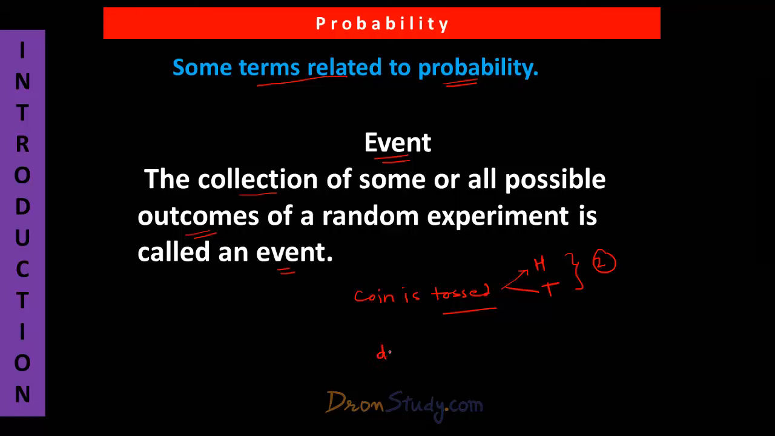Suppose a die has been thrown, then either it will turn 1 or 2 or 3 or 4 or 5 or 6. It means there are 6 possibilities. So either it will be 1 or 2 or 3 or 4 or 5 or 6, and therefore this collection of all possible outcomes is called an event.